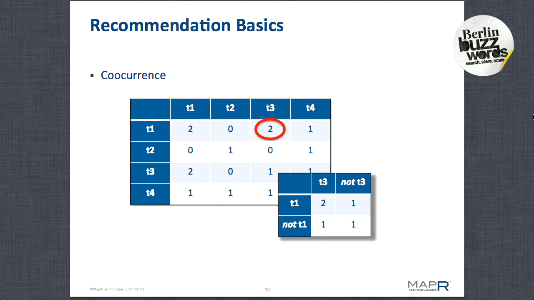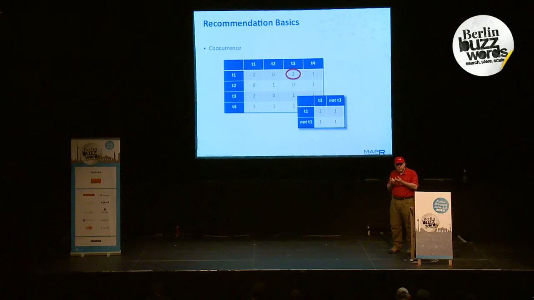But we can look at that in more detail. We can take just that one T1, T3 co-occurrence, and we can say, how interesting is that? So we look at how often T1 and T3 co-occurred, but also how often T1 occurred with something that is not T3. And conversely, how often did T3 co-occur with something that is not T1? And then how often did not T1 occur with not T3? And that gives us a little 2x2 matrix.